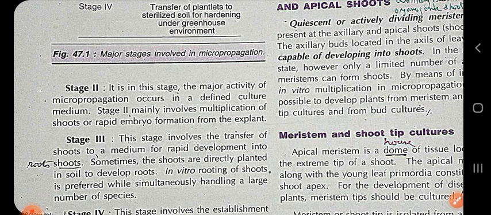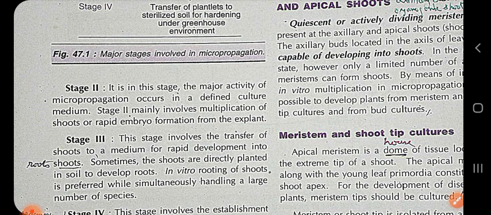Normally in stage 2, we change the composition of the culture medium a little so that our target, that is multiplication of shoots, can occur, or embryo formation can occur from the somatic cells of the explant. For embryo formation, this process is known as somatic embryogenesis, where we develop a somatic embryo from the plant. Stage 2 involves multiplication of shoots or rapid embryo formation from the explant.